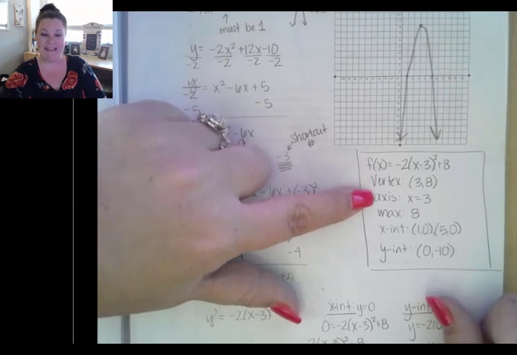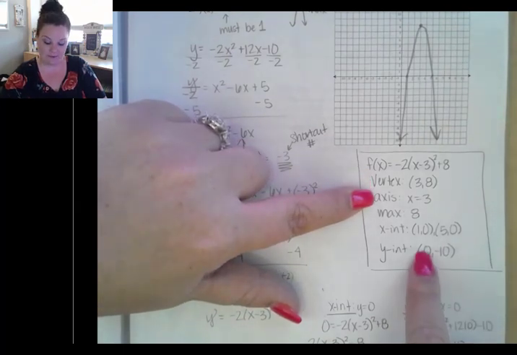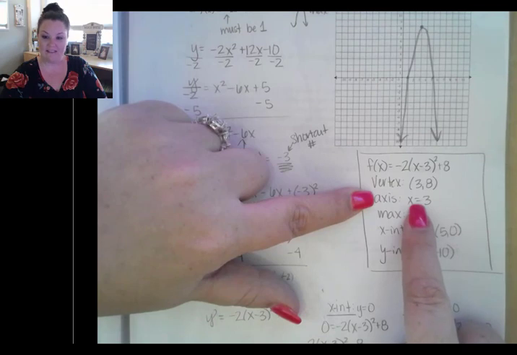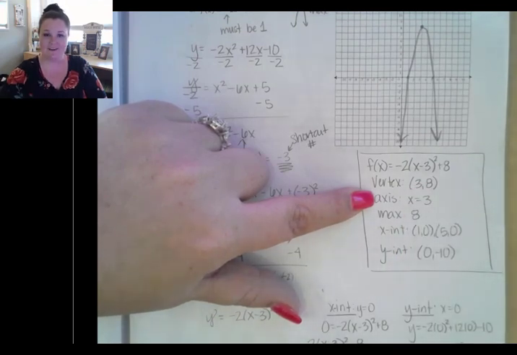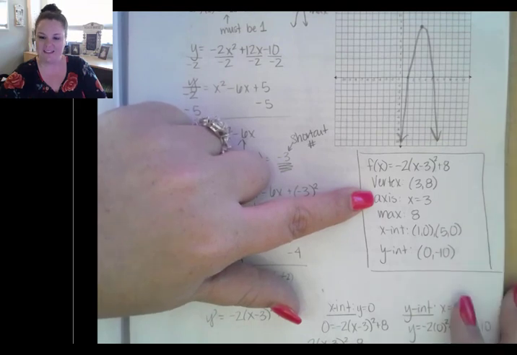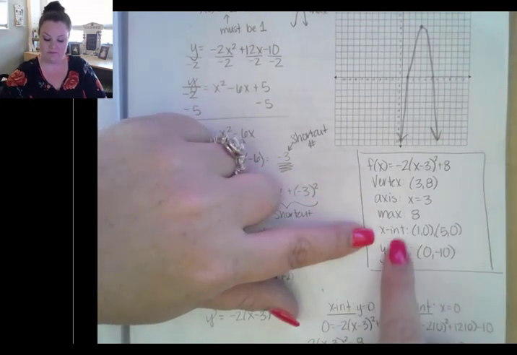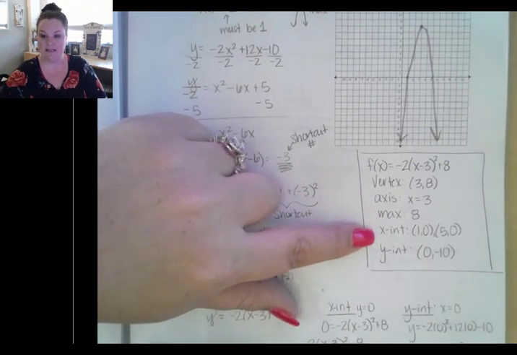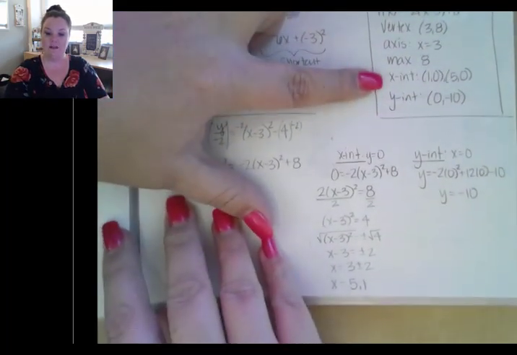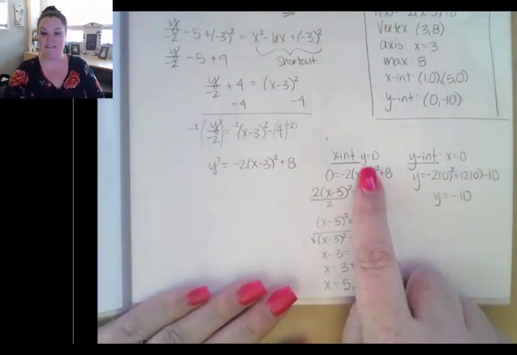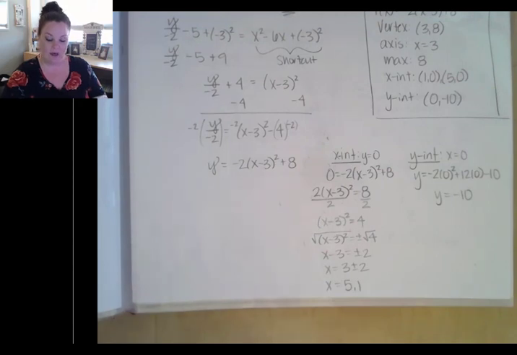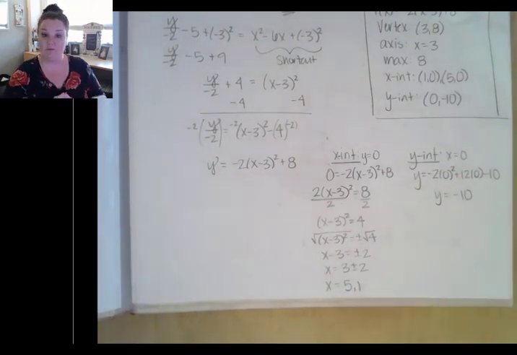We know that it's opening down, so we should have a maximum of 8. And then our axis of symmetry is always the line that goes through that x value of our vertex, right? Or our h value of our vertex. And then we just need to find our intercepts. So again, when we find our intercepts, the x-intercept we find by putting 0 in for y. The y-intercept we find by putting 0 in for x.